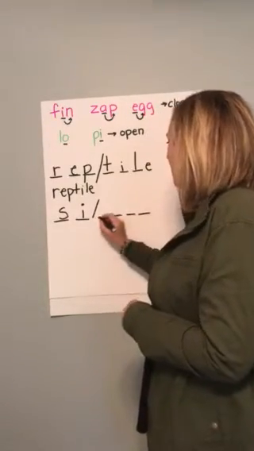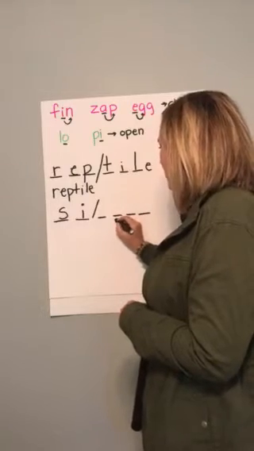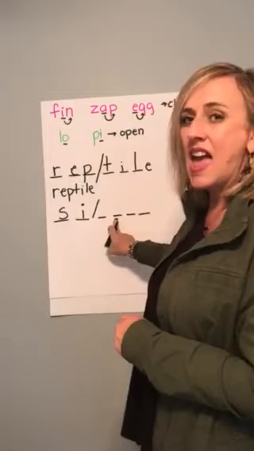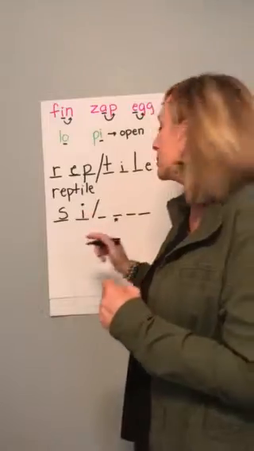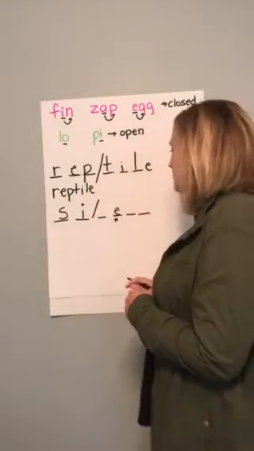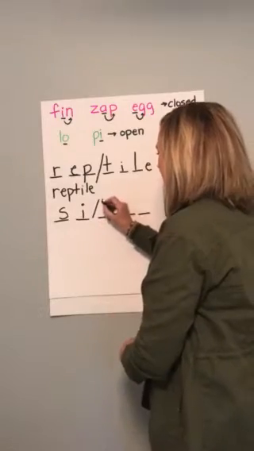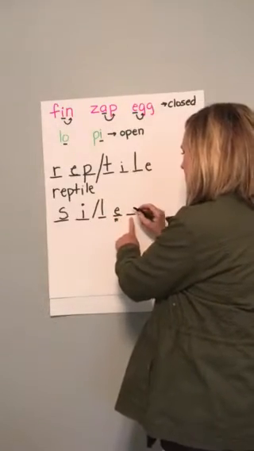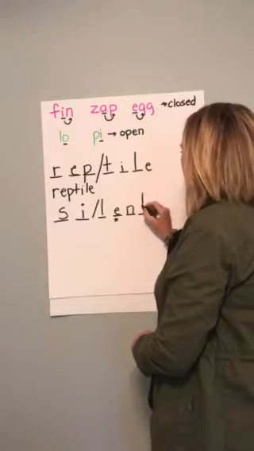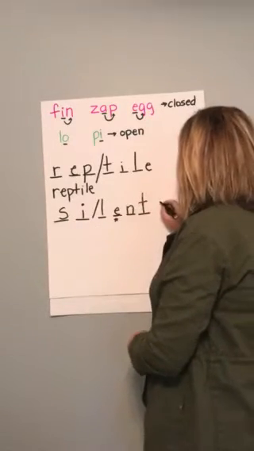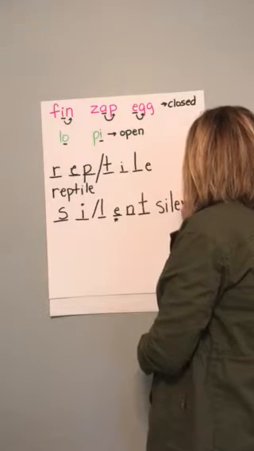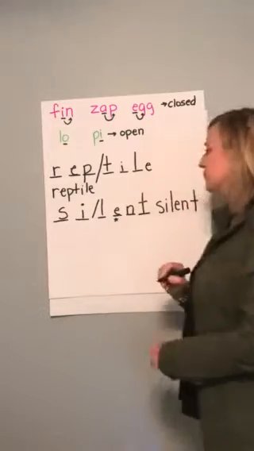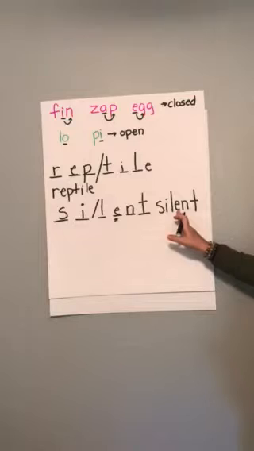Second syllable, lent. Lent. I hear my vowel sound right there. L-E. E is the short E sound. Lent. So it's going to be a closed syllable, short E. Let's work through that syllable. L, E, N, T. Silent. I'm going to write that word right beside it. S, I, L, E, N, T. Check your spelling. If you need to make a change, go ahead and do that now.